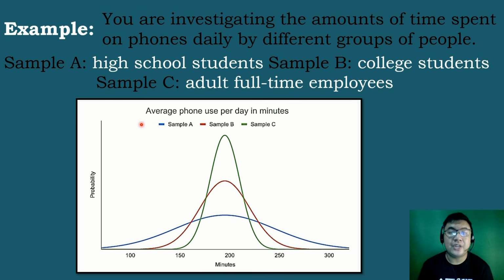As you can see on the given figure, they all average 3 hours and 15 minutes, or 195 minutes. So this is the x value where the peaks of the curves are. Although the data follows a normal distribution, each sample has different spreads. Sample A, the color blue, has the largest variability, while sample C has the smallest variability.